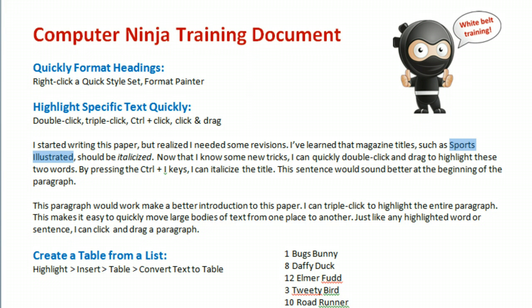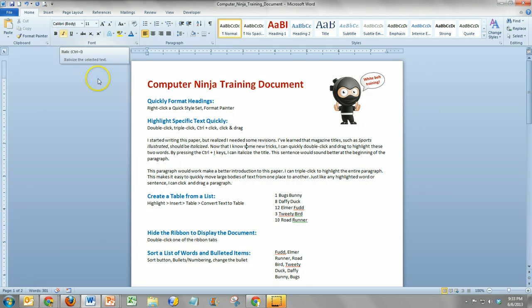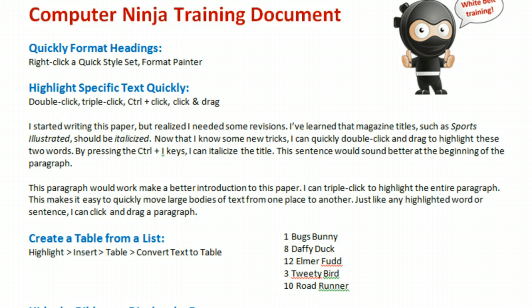I can choose italic to make that italicized. Alright, so then the sentence says, now that I know some new tricks, I can quickly double click and drag to highlight these two words. By pressing Control-I keys, I can italicize the title. So instead of having to go up and choose I, now we're going to use some keystrokes here. Control-I allows you to italicize. So if I just double click the word, and now on my keyboard I'll press Control-I, that'll italicize that word.